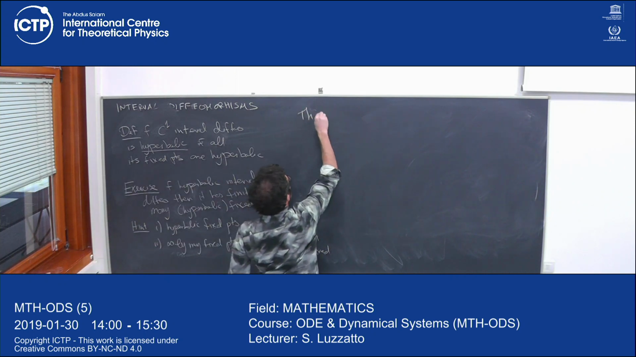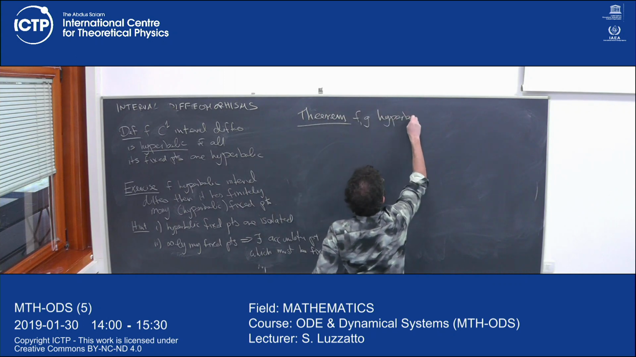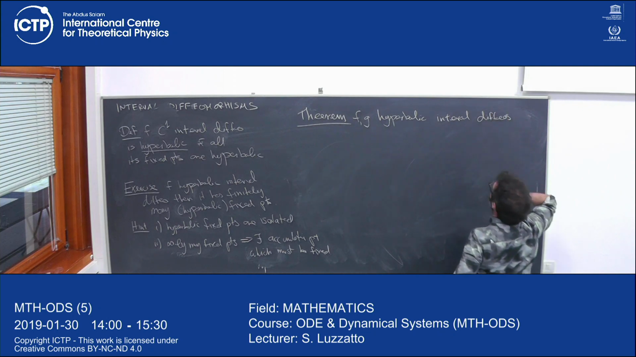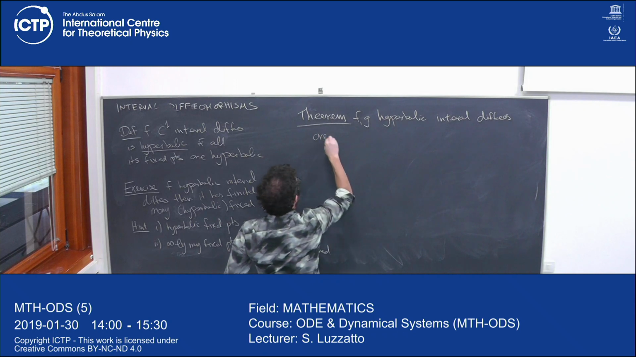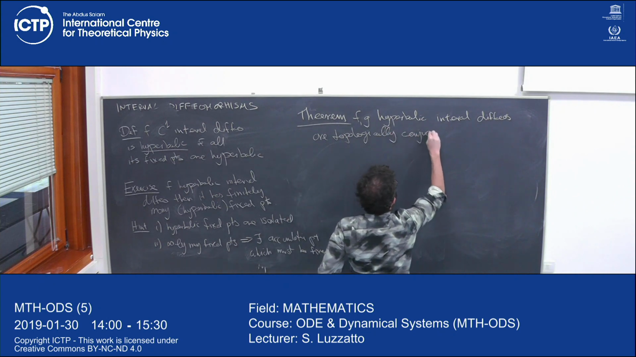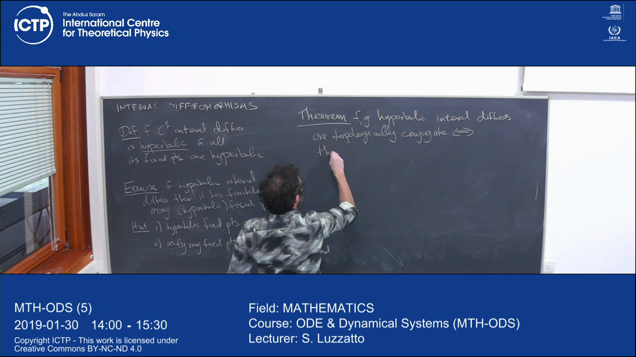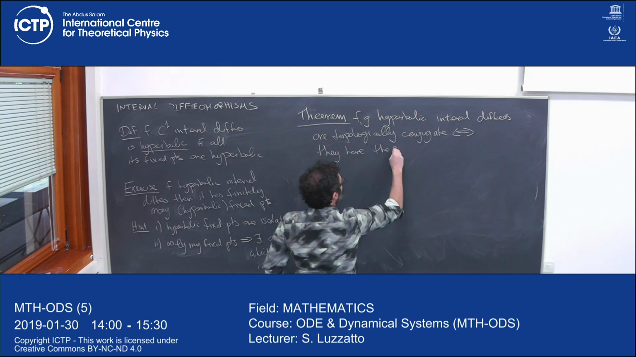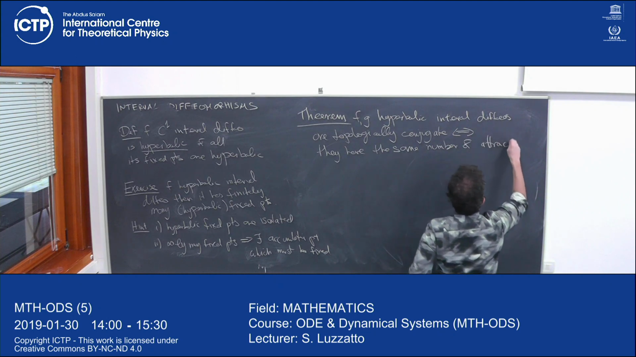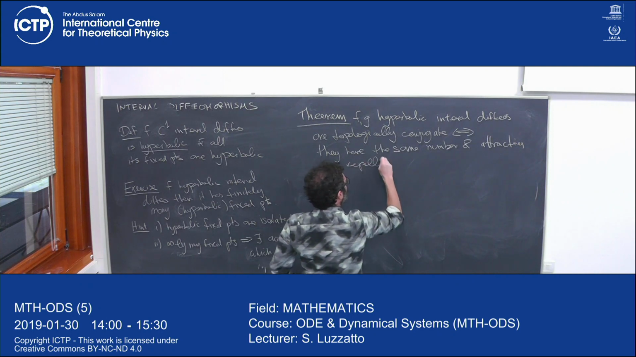So for hyperbolic interval diffeomorphisms, here is the theorem. If f and g are both hyperbolic interval diffeomorphisms, then they are topologically conjugate if and only if they have the same number of attracting and repelling fixed points.